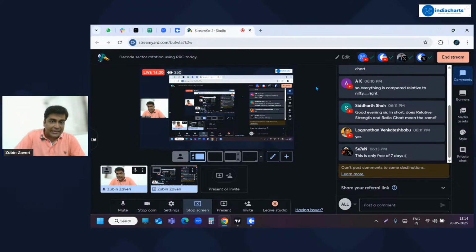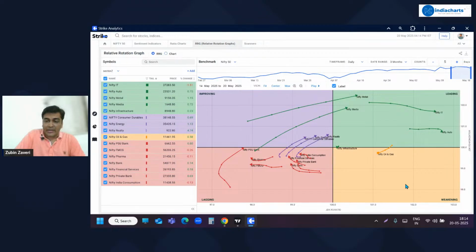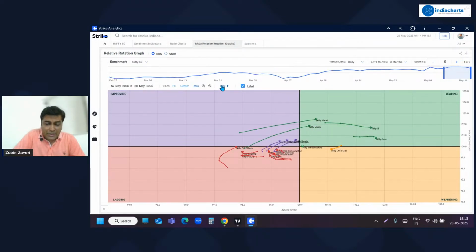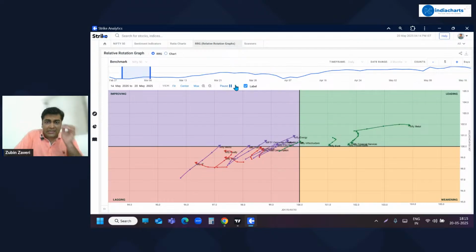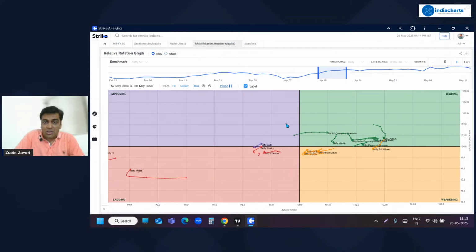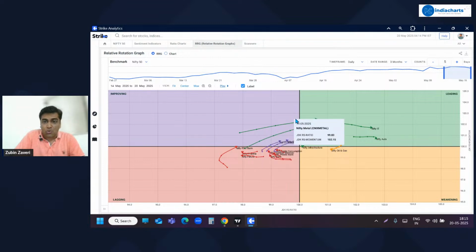So let's continue further. Now we'll try to analyze what we mean when a sector is in the leading quadrant, weakening, lagging, or improving quadrant. You can also see over here, my friends, there's a small play button. I'll click on this play button, and you will see that over a period of time, how all these sectors change quadrants, mostly in the clockwise direction. And what does the change of quadrants mean?